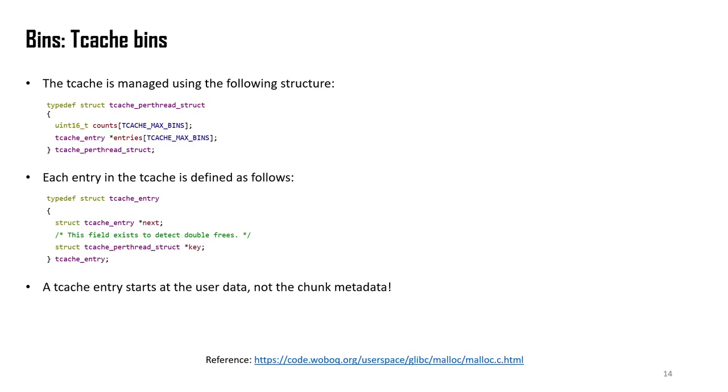And each entry in the TCache bin, or each node in the singly linked list, is defined as follows. There's a next pointer that points to the next free chunk in the list, and there's the key. This key pointer points back to the TCache structure that we saw at the beginning. And this key pointer was added as a security measure in order to prevent double free vulnerabilities. We will not cover double free vulnerabilities in this talk. Let's stick to use after free. And also, each TCache entry starts at the user payload, meaning after the metadata.